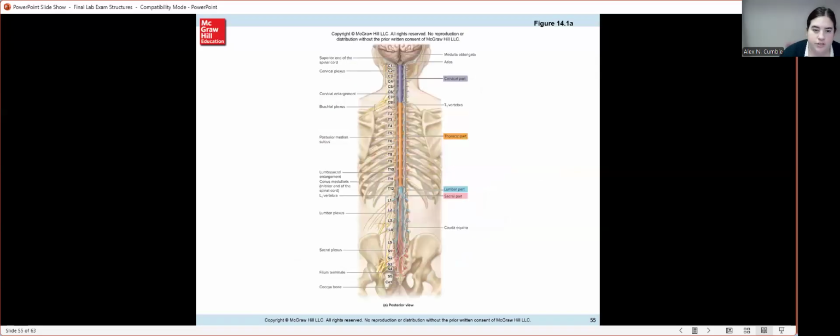We have a few other features, and I'll go ahead and turn my camera off so I'm not distracting. All right, we have a few other features that we can see as part of the nervous system, and that's where we get into the spinal cord. We have different parts of the spinal cord: cervical, thoracic, lumbar, sacral regions, and the small coccygeal area.